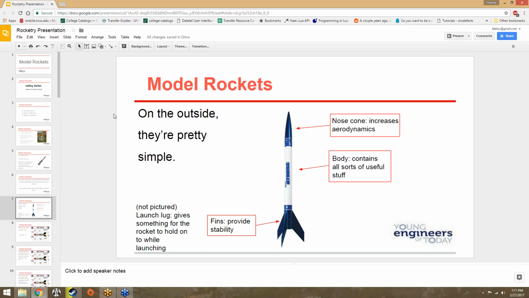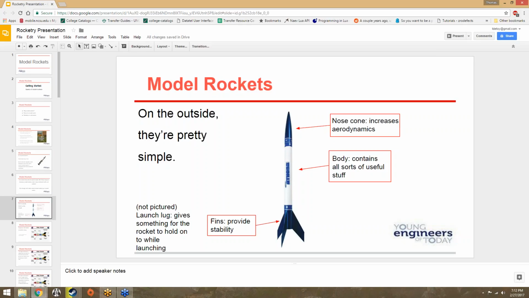You've got a body, which is mainly to provide structure and protect the inside of the rocket. I mean, this stuff is all pretty self-explanatory. Now, not shown on the picture here is the set of launch lugs, which are usually straws or bits of pipe, pieces of plastic that give the rocket something to hold on to, like a launch rail, while it's lifting off and while it's sitting on the pad waiting to lift off.